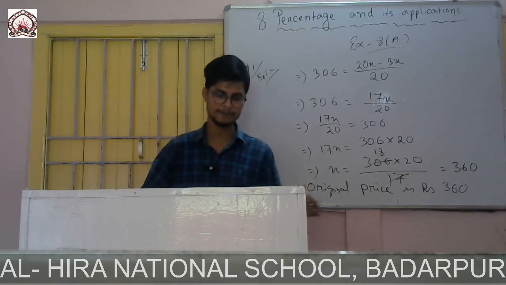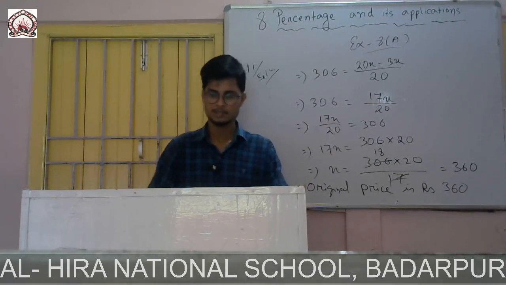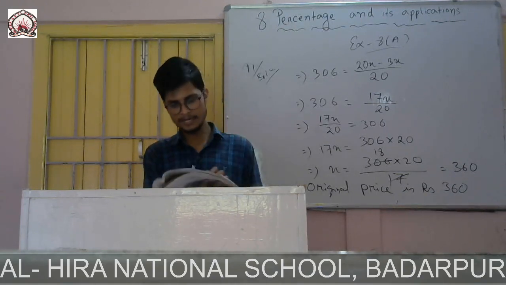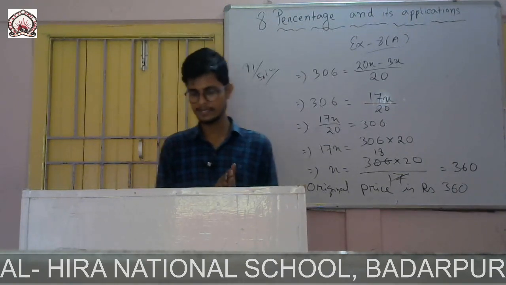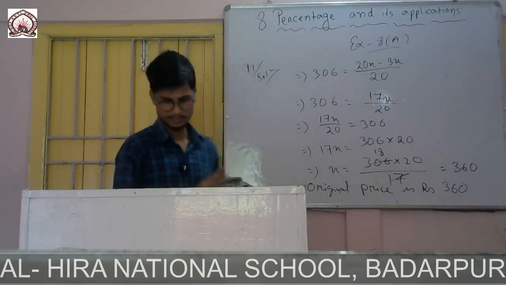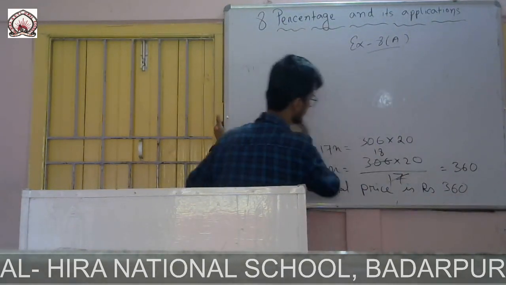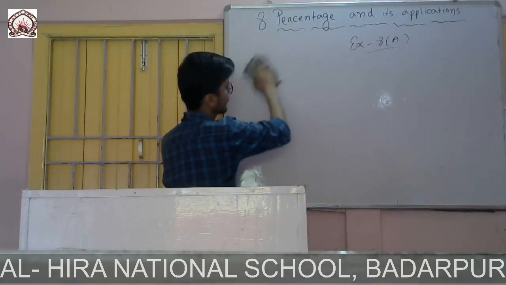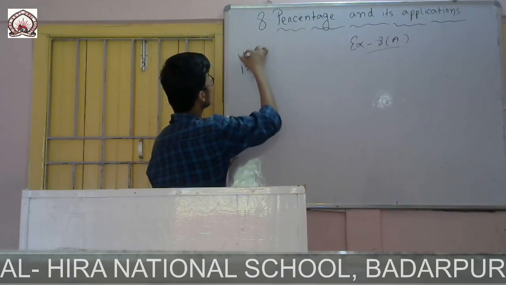Now question number 15, higher order thinking. The sum of two numbers is 28 by 25 of the first number. The second number is what percent of the first? There are many ways of doing this sum. Okay, I will take the easiest way. Be a little attentive, this is a very important sum and a little different also.